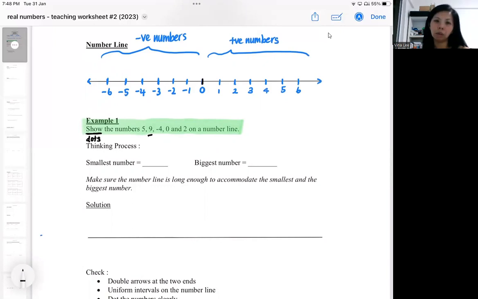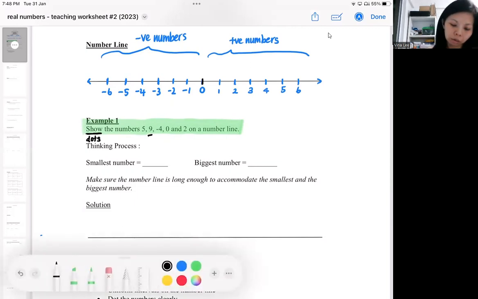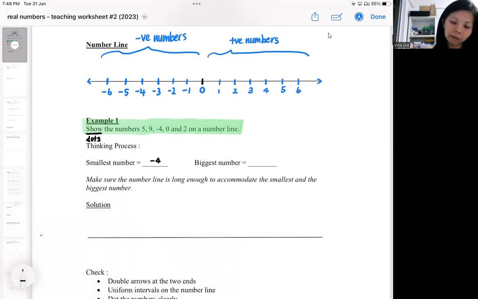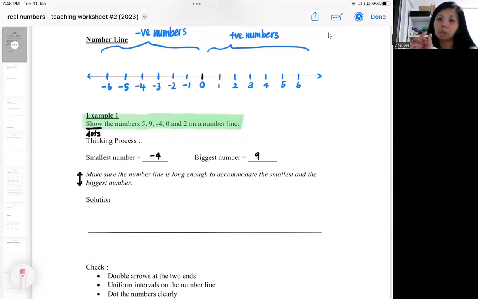You should plan in such a way that your number line must always be able to accommodate the biggest and the smallest. So in this case, you got to look at the question. Which one is the smallest? The smallest is the negative number. The biggest is actually 9. So common sense will tell you, you need to make sure that your number line must be able to accommodate the smallest and the biggest. Okay, there's no point telling me my number line is not long enough. You just make it long enough. Okay, so the interval can be smaller to accommodate a bigger number.